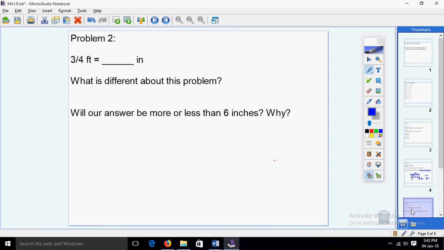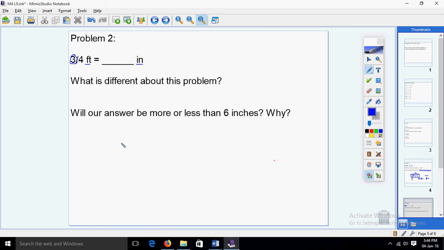Problem 2. All right, 3/4 of a foot is equal to how many inches, okay? What's different about this? Well, first of all, we're not talking about 1 anymore. We're talking about 3, okay? Second, we're not in pounds and ounces anymore. We're in feet and inches, okay? So we're not going to be multiplying by 16. We're going to be multiplying by 12 because there are 12 inches in 1 foot.